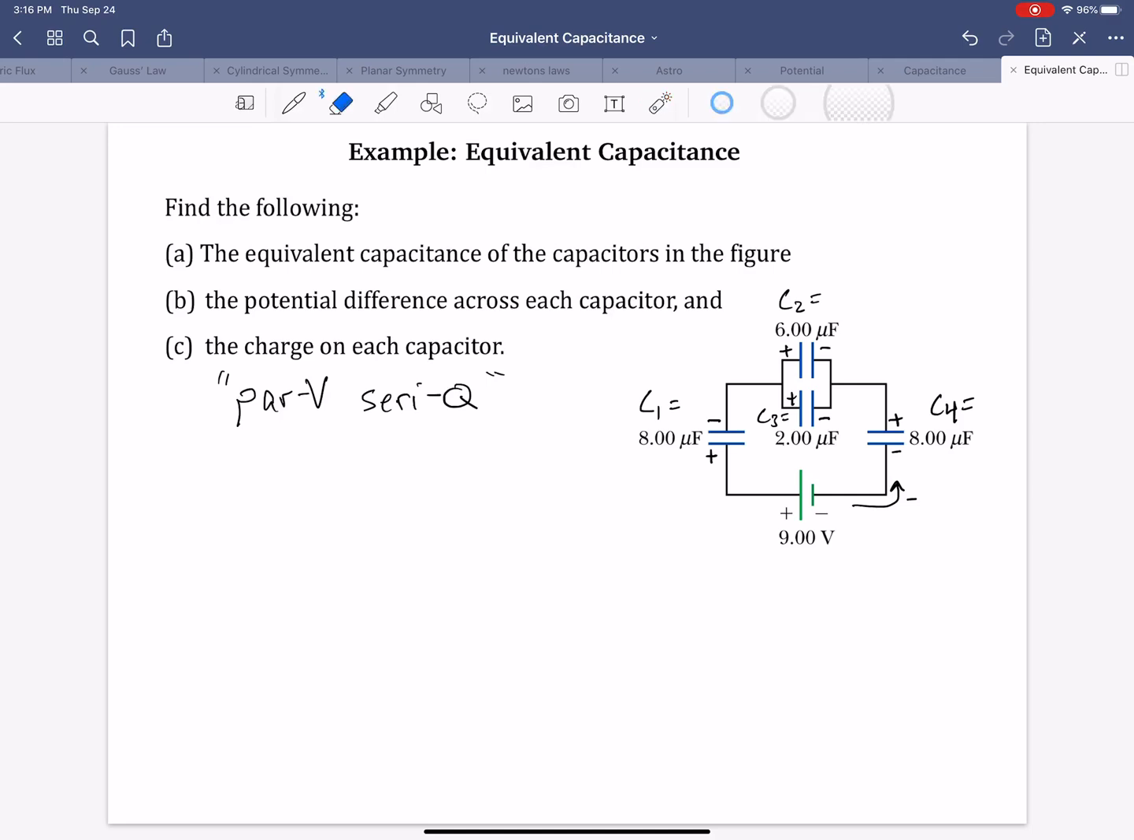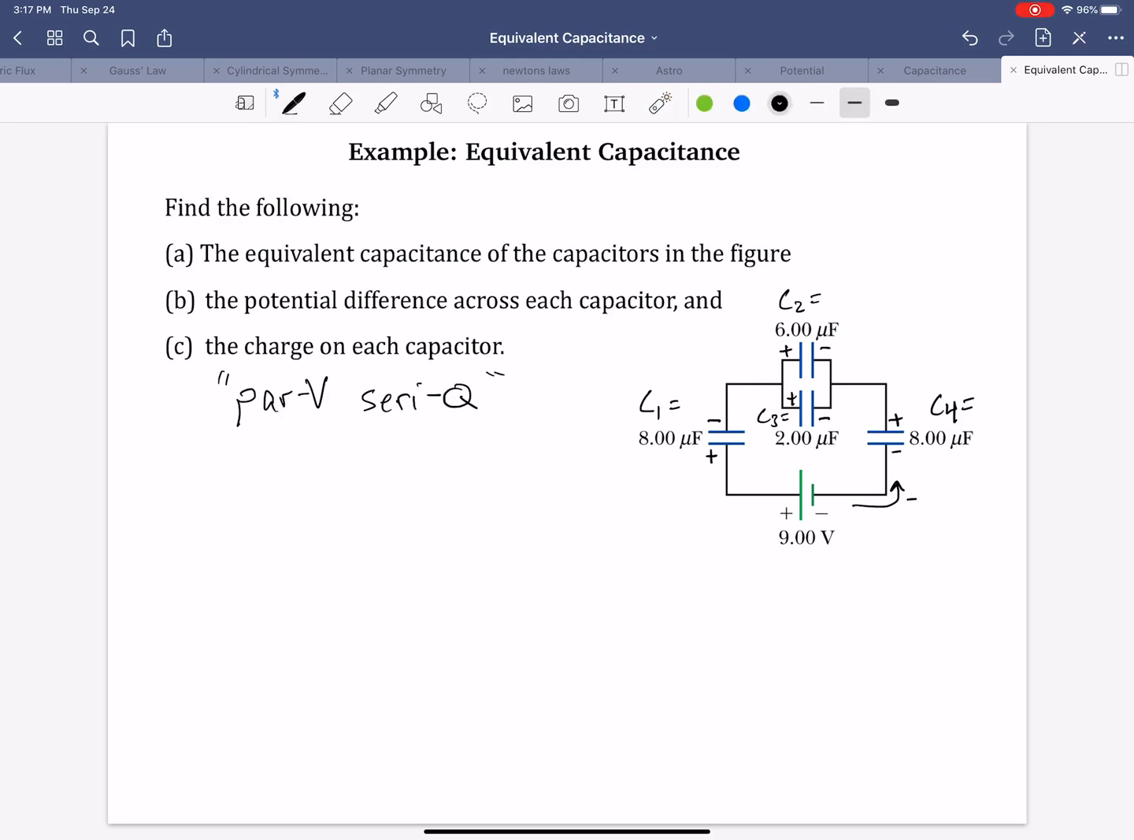Just like I mentioned before, the charges in this segment are just rearranged, as are the charges in this segment. They do not transfer in between the plates. They remain in the actual wires. So that's why we can treat all four of these as one equivalent capacitor.